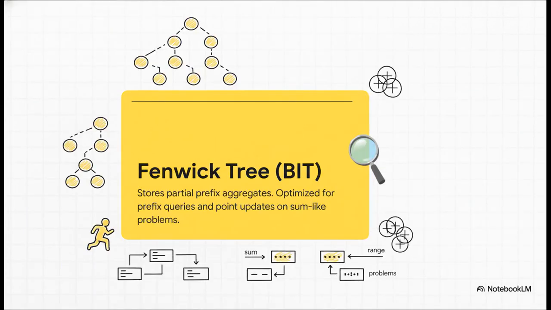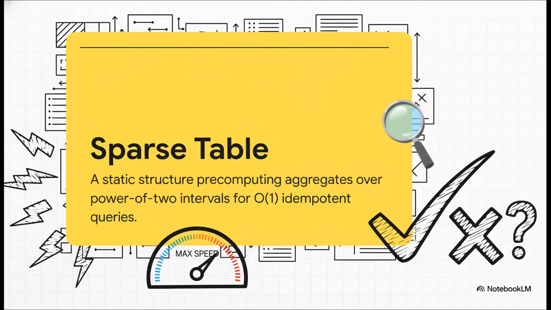Next up, we have the Fenwick tree, which you might also hear called a binary index tree. This is our lightweight specialist, it's super space efficient, and honestly, a lot of people find it simpler to code. Its whole game is being optimized for problems you can solve with prefix sums, so for range sum queries, it's often the go-to choice.